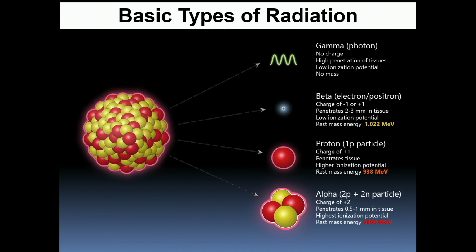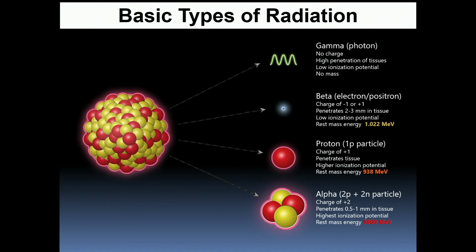Protons, just to throw that in there, there are only a few agents that decay via proton emission, but obviously proton radiotherapy has become a very hot topic in the field of radiation oncology. A charge of +1 penetrates the tissue. Because of the higher mass, it has a higher energy deposition. So the rest mass energy, which is kind of our measure of how much damage that's going to do when it stops, is 938 mega electron volts.